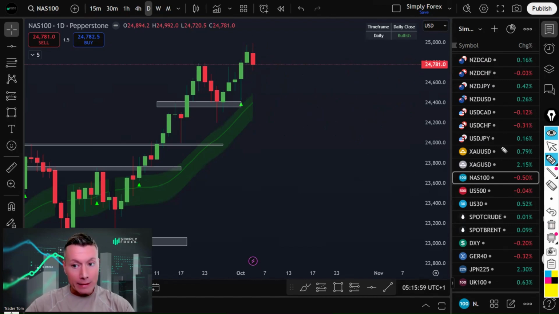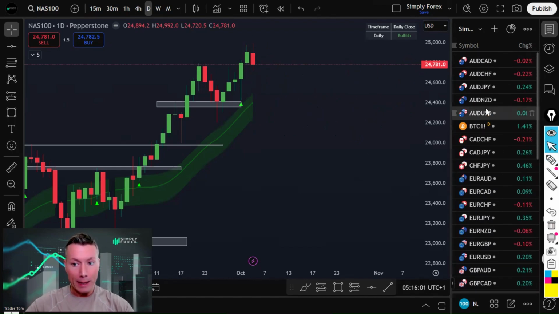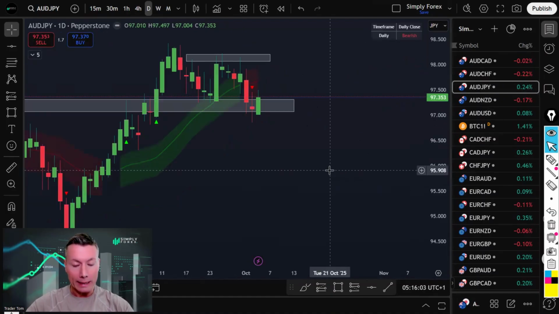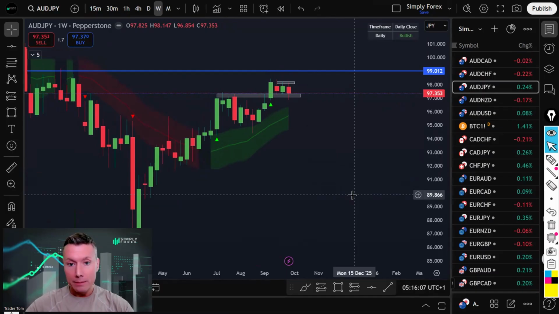So bearing that in mind, if we go back to Aussie dollar Japanese yen now, I am looking for buys, but we need to see the risk on environment remain, and we need to see indices still bullish, because if we don't, then we're going to start to see yen strength. And what I want to do with Aussie dollar yen is buy it.